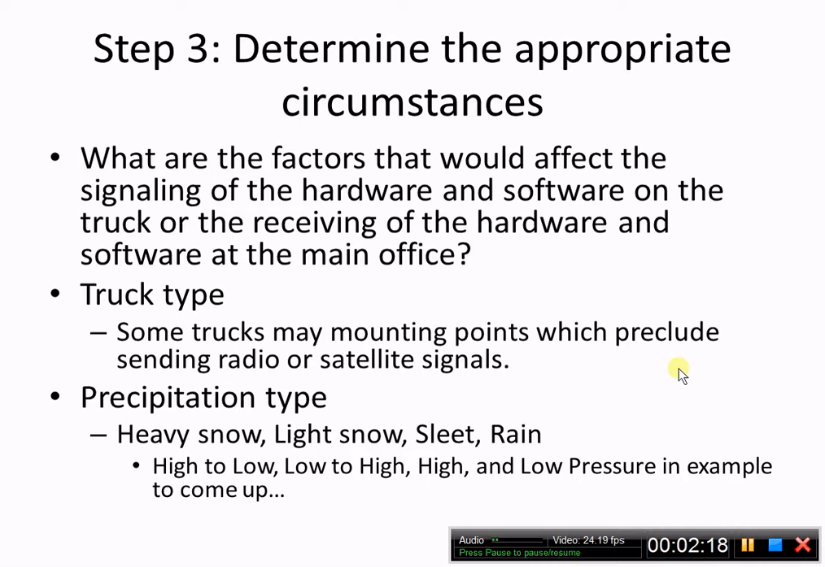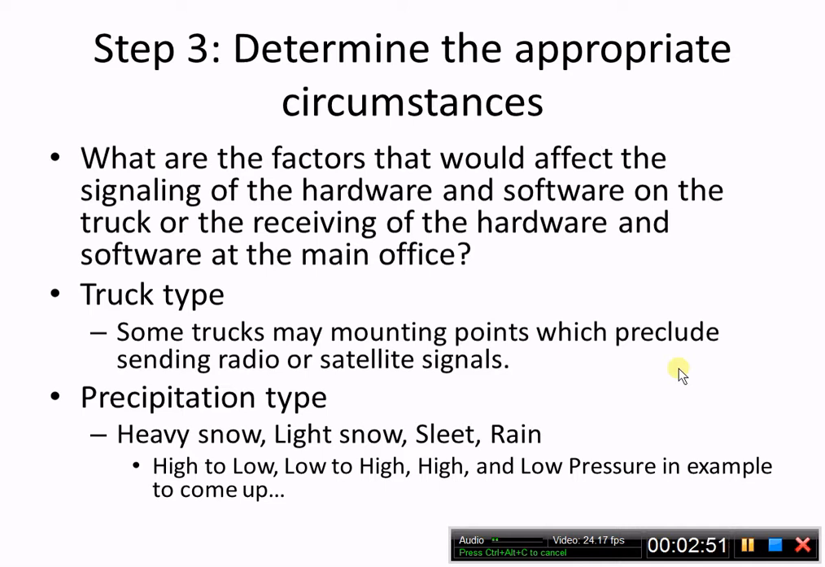Step 3. Determine the appropriate circumstances for the test to be performed within. What are the factors that would affect the signaling of the hardware and software on the truck or the receiving of the hardware and software at the main office? One could be truck type. For example, some trucks may have mounting points and the signaling may actually not be able to make it to the main office because there is an obstruction on the truck in the way of the actual signaling.